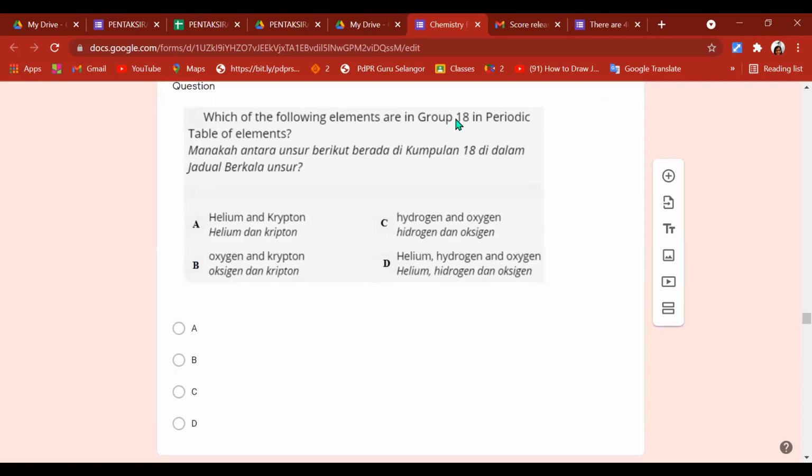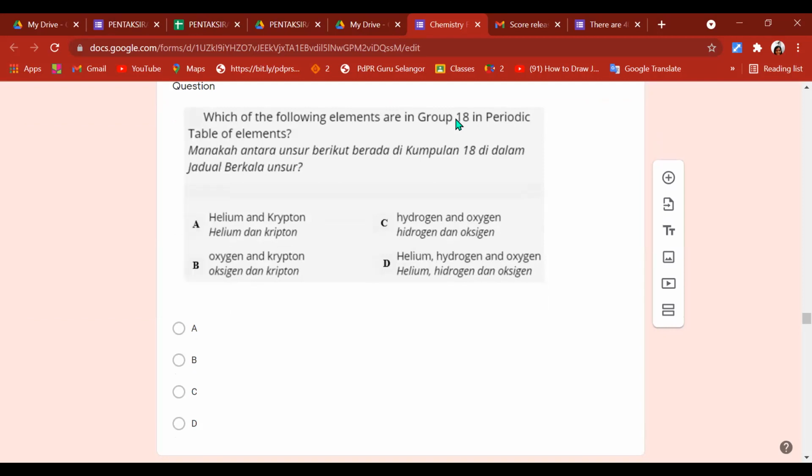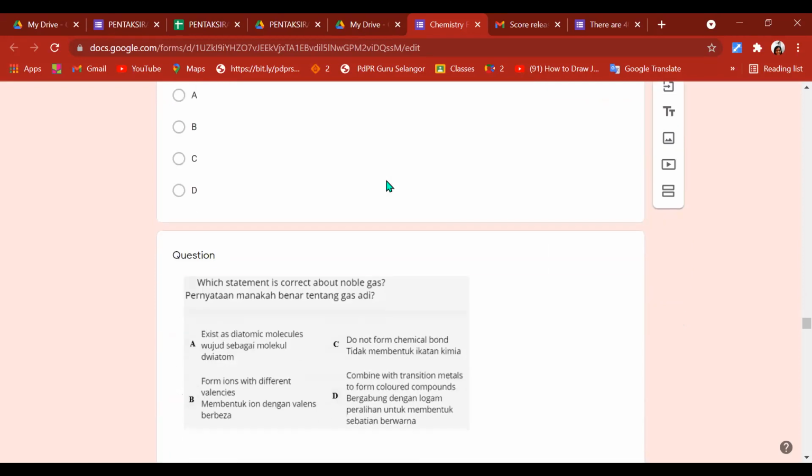Ghazali, did you want to say something? Or Heidi? Sorry, do you want to say something? No, teacher. You already said it. Okay, both of you all together. Okay, never mind. Can I have Ghazali and then Heidi the next question? Which of the following elements are in group 18? Quickly. Helium and krypton. Very good, helium and krypton.